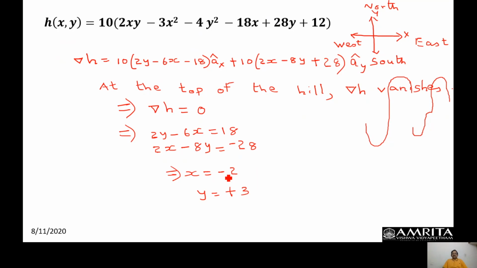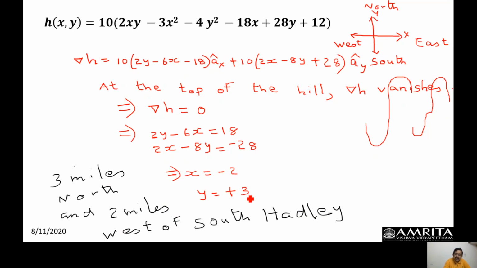So -2 represents, the positive direction of x is along east of South Hadley, so -2 means 2 miles west of South Hadley, and y positive 3 means 3 miles north and 2 miles west of South Hadley. This is where the top of the hill is located. So x is -2 and y is +3. That is what is written: 3 miles north and 2 miles west of South Hadley. So this is the answer.